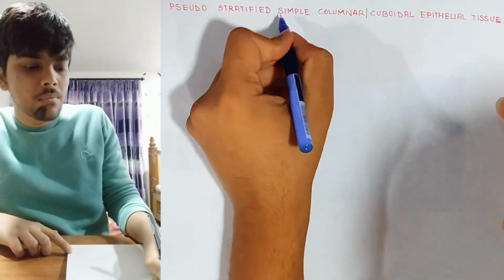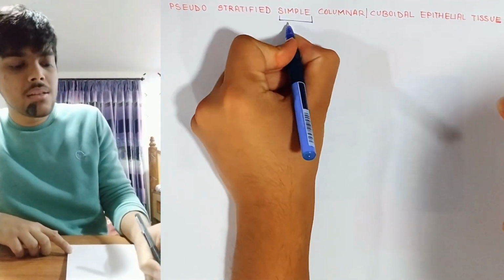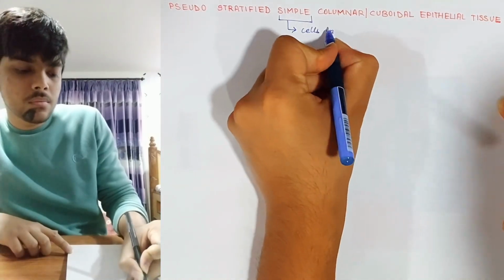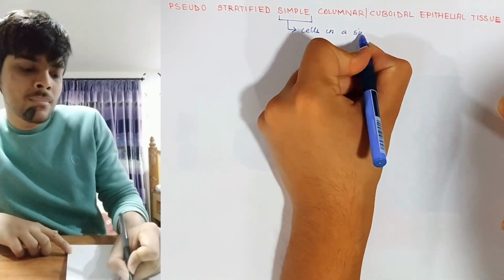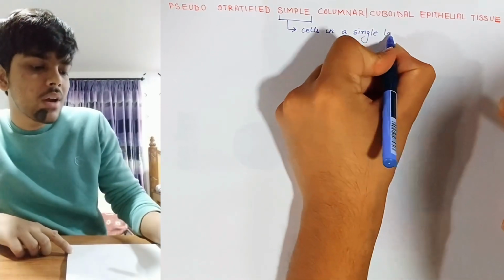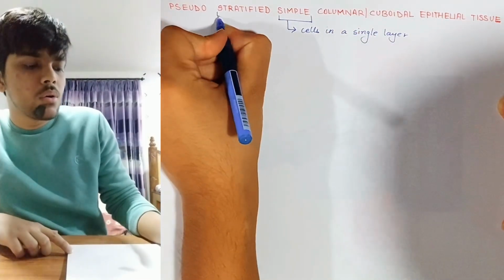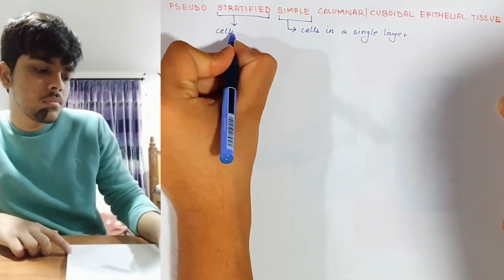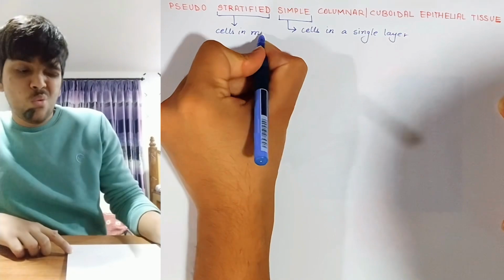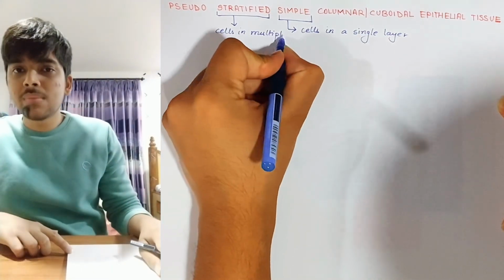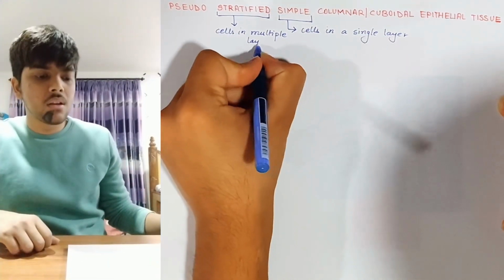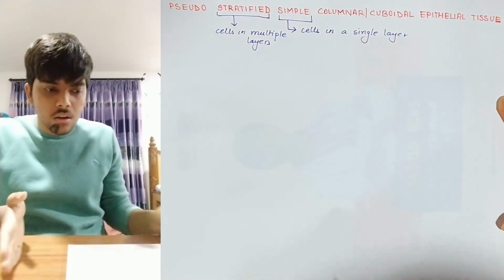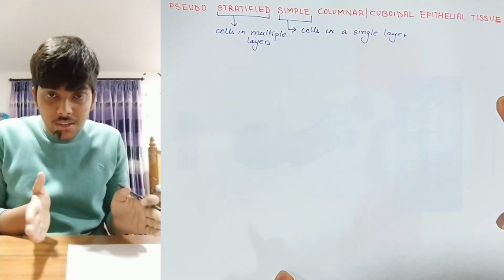What does simple mean? Simple means that the cells are arranged in a single layer. And what does stratified mean? Stratified means layered, or cells in multiple layers. Wait, what? These two terms are completely contradicting each other. So which one is it? To understand that, just look at the name and split it.